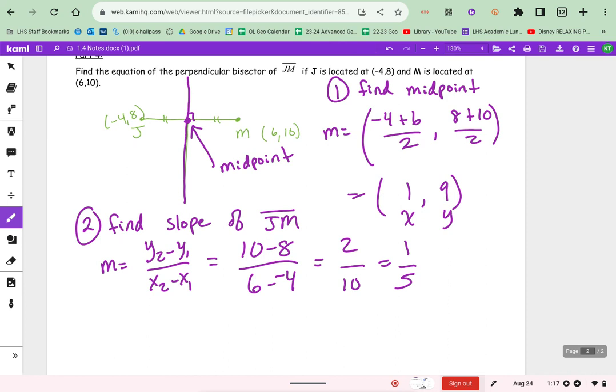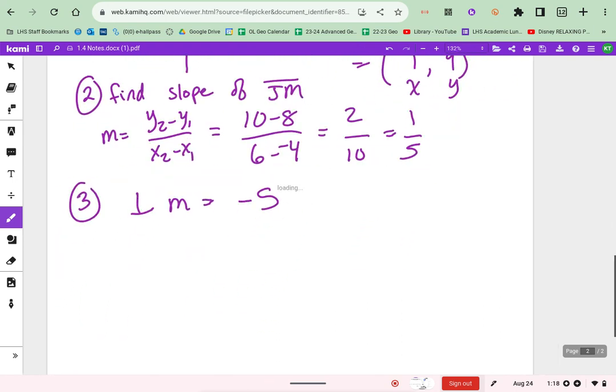So what slope is going to be perpendicular to 1/5? -5. So step 3, my perpendicular slope is -5. So my new line is going to have a slope perpendicular to my original line segment. Okay, so now we have m, x, and y. So we're going to plug in to y equals mx plus b. So step 4 is plug in to y equals mx plus b.